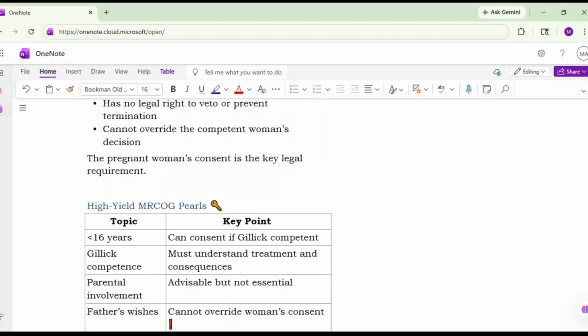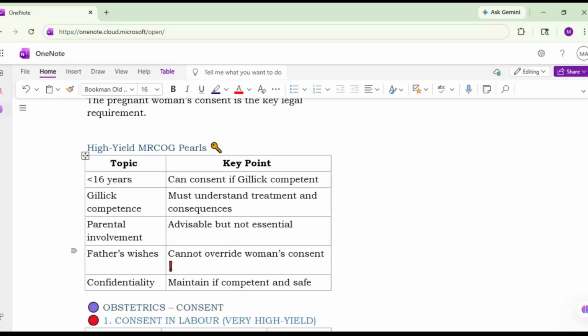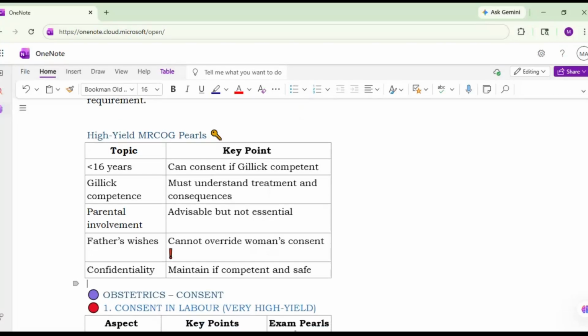So as far as termination of pregnancy is concerned, Gillick competence is very important. Below 16 years can consent if Gillick competent. Gillick competence means the patient must understand treatment and consequences. Parental involvement is advisable but not essential. Father's wishes cannot override the woman's consent. Confidentiality is maintained if competent and safe.